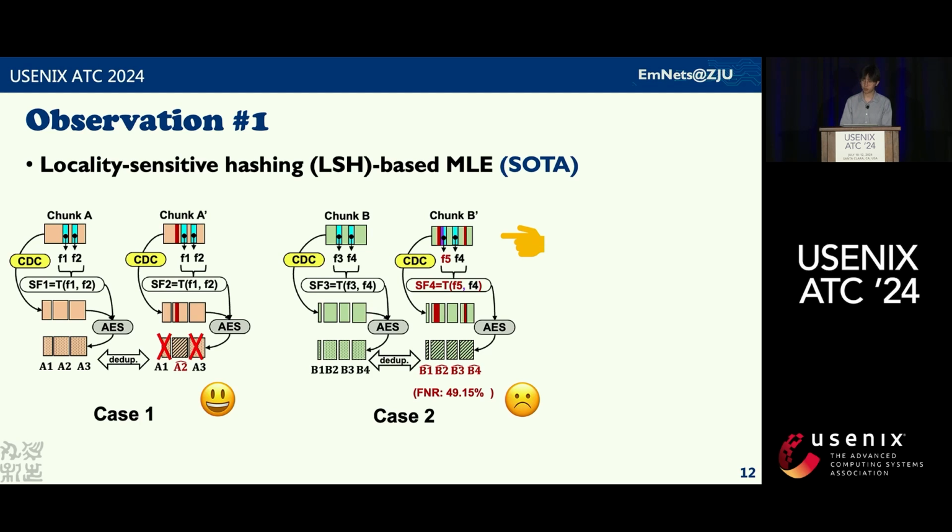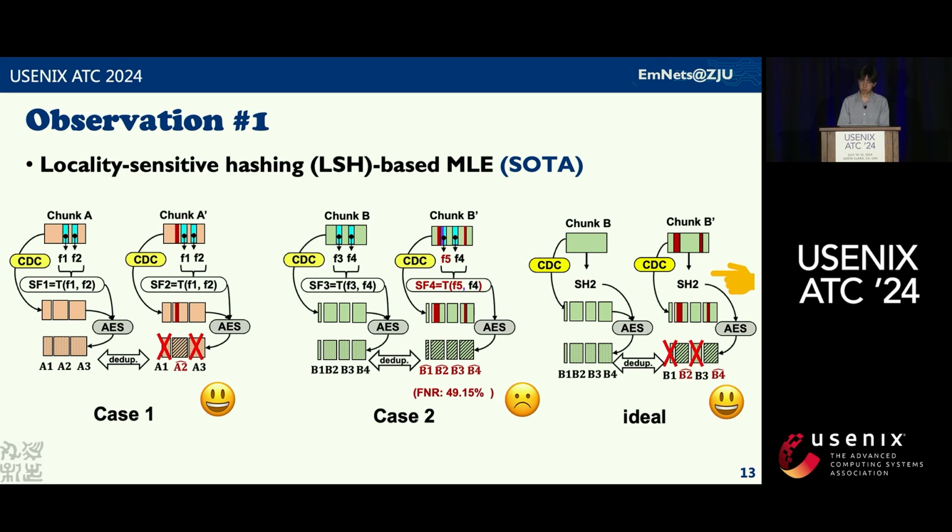However, in case 2, the superfeature in chunk B prime is modified due to the delta bytes. So chunk B and chunk B prime generate different keys. Although after the CDC processing, the subchunks B1 and B3 are identical in both chunks, they cannot be encrypted into identical ciphertexts due to the different encryption keys. So unfortunately, they lose the opportunity of deduplication. In our measurements, this false negative rate could achieve up to 49%.